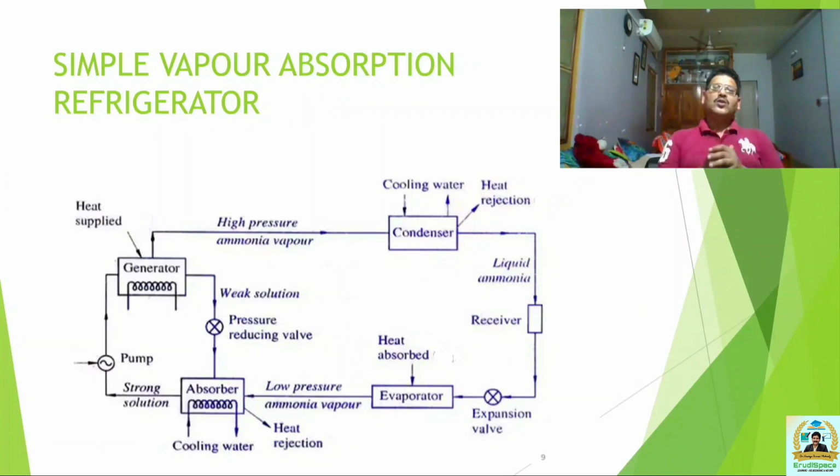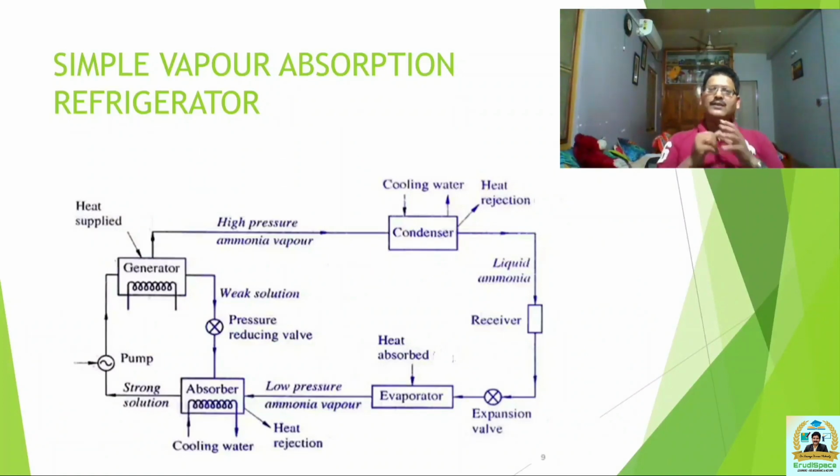Now we should know why ammonia is getting vaporized, why water is not evaporated. We should understand that in any solution, both the solute and solvent retain their own physical properties. So ammonia, having lower evaporating temperature, evaporates, leaving behind the water and some portion of ammonia. Then this high pressure ammonia vapor enters the condenser.